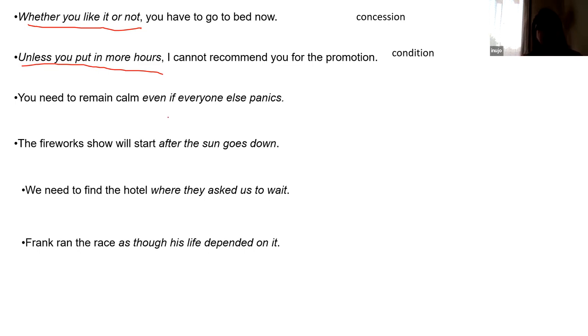Next one. You need to remain calm even if everyone else panics. So, even if everyone else panics, you should not panic. That is again concession. Normally, when everyone panics, we cannot remain calm, isn't it? So you have to remain calm even if everyone else panics.